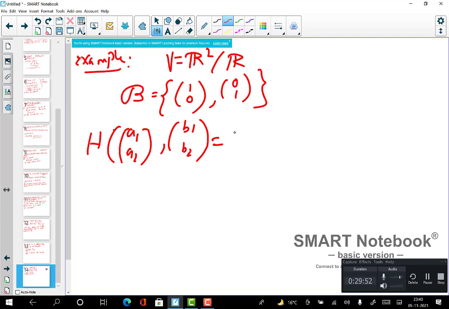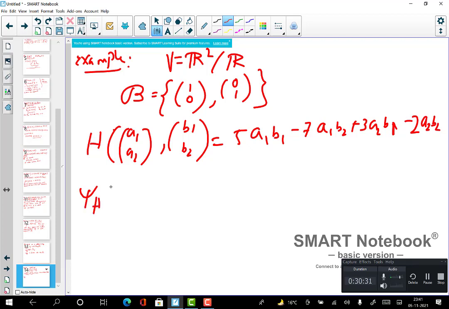So 5 a1 b1 minus 7 a1 b2 plus 3 a2 b1 minus maybe 2 a2 b2, whatever. Now you see here, you just want to know what is actually the matrix representation with respect to the basis. What is this psi b of h?